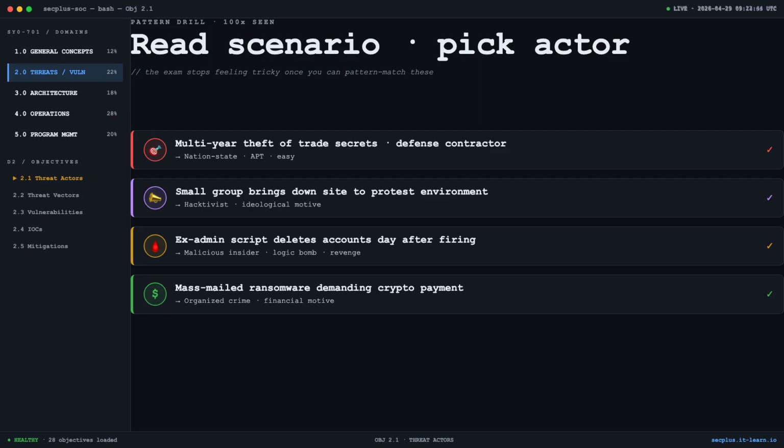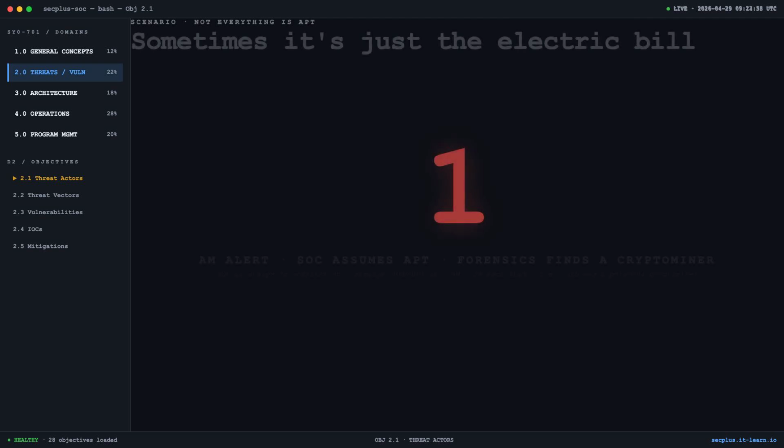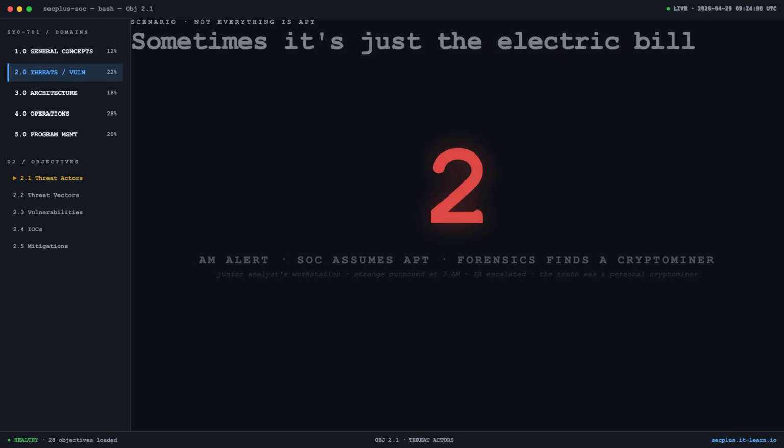One scenario I want to leave you with, because anyone who has worked an actual incident has seen this. Mid-sized financial firm, strange outbound traffic at 3 a.m. from a junior analyst's workstation. The SOC is convinced it is an APT. They start writing the press release in their heads. They escalate, bring in outside IR, full forensics. The truth comes out a day later.